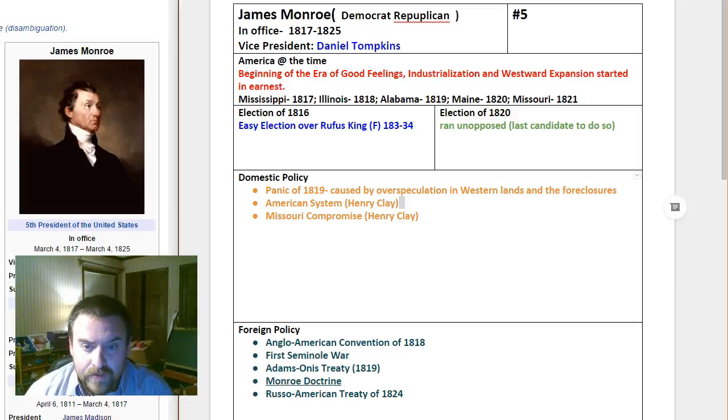All right, so let's take a look at his domestic policies and his foreign policies. His domestic policies, or domestic issues, I guess. He's going to have the Panic of 1819 that sets in during his administration. Really the first recession in our history. A lot of people see this as kind of the first time where it really looks like we have our own economy now, separate from Great Britain.